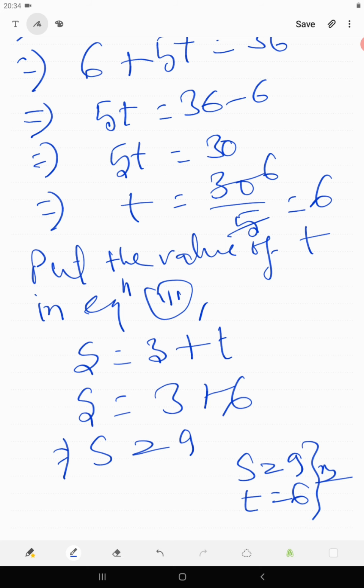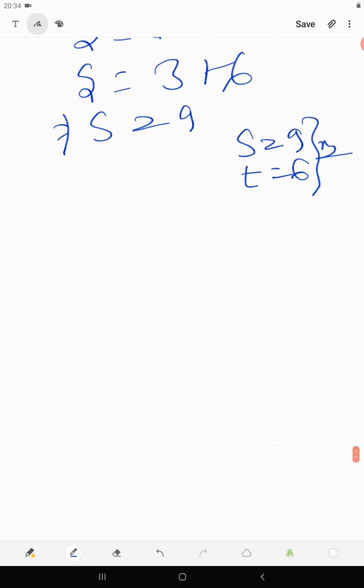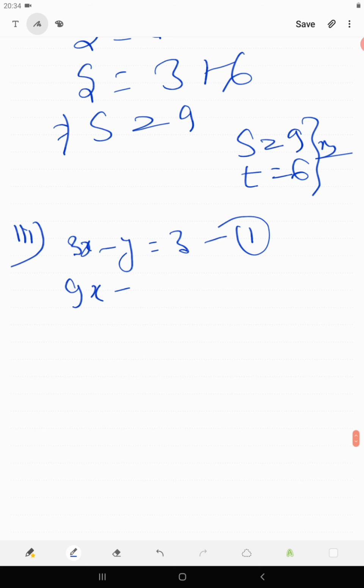Okay. Now let's move on and do the third problem. It's very easy if you start doing it. The graphical method is a little bit complicated because you need to take points there, but here it's very easy. Just put the values. So 3x minus y equals 3. This is our equation 1. And the second equation is 9x minus 3y equals 9. This is our equation 2.